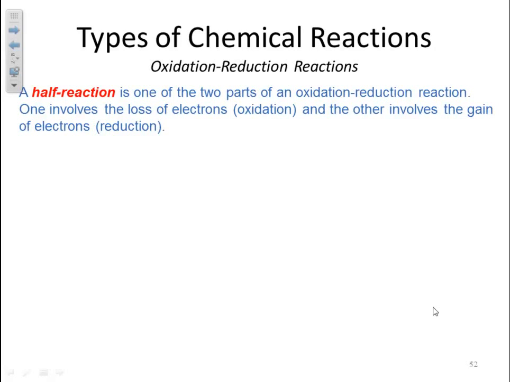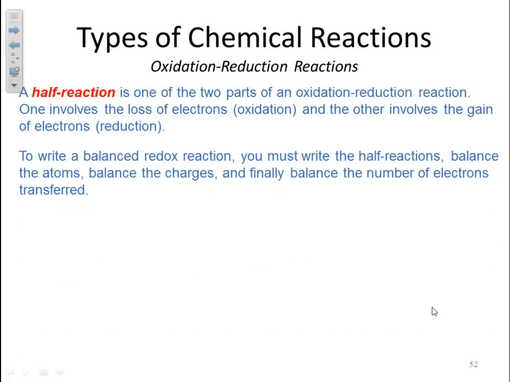A half reaction is one of the two parts of an oxidation-reduction reaction. One involves the loss of electrons, which is the oxidation, and the other involves the gain of electrons, which is reduction. To write a balanced redox reaction, you must write the half reactions, balance the atoms, balance the charges, and finally balance the number of electrons transferred.